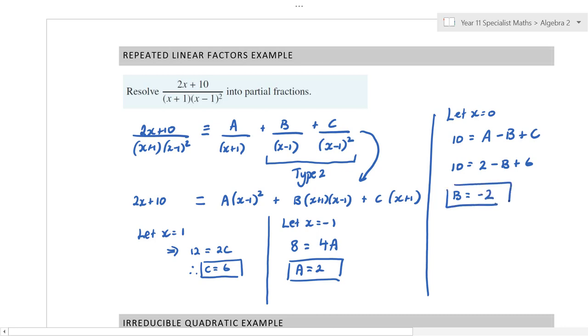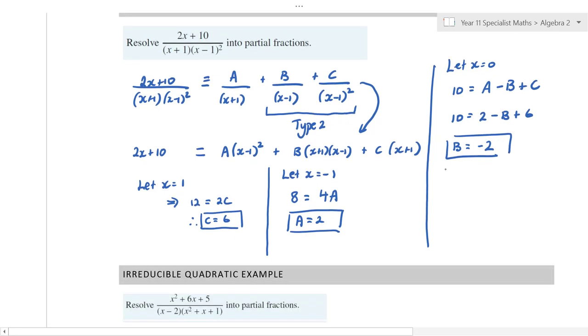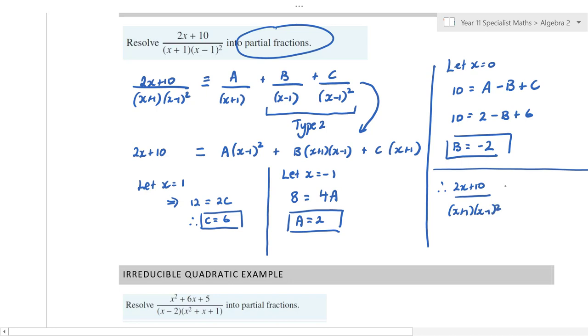Now, are we done yet? No, because now we need to actually physically write out what, it's a lot of work, isn't it? So what we've got to do, last but not least, is therefore, when it says resolve into partial fractions, don't just say what A, B, and C are. I want you to write for me, therefore 2x plus 10 over x plus 1, x minus 1 all squared is equivalent to, and I want you to fill in A and B and C.